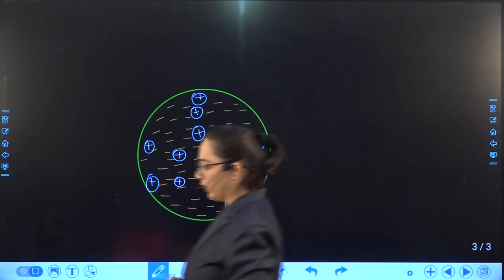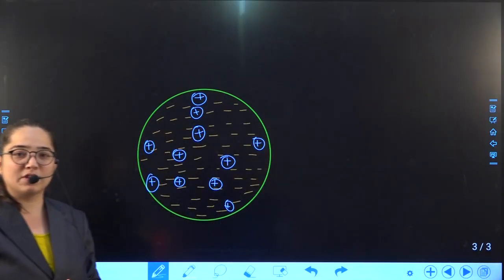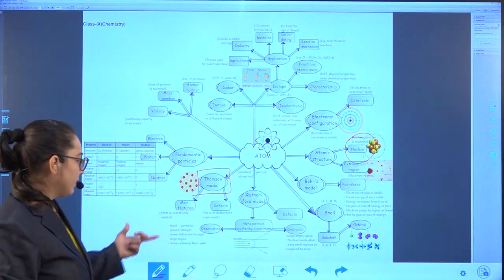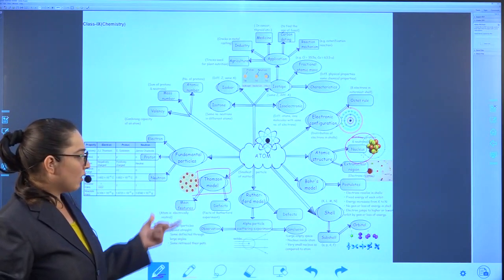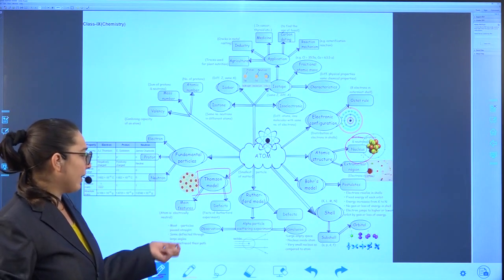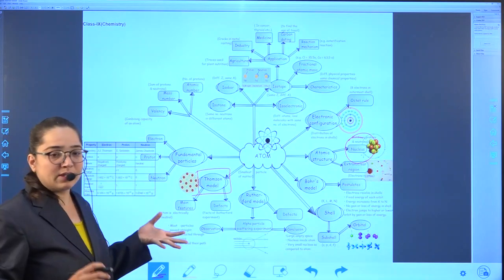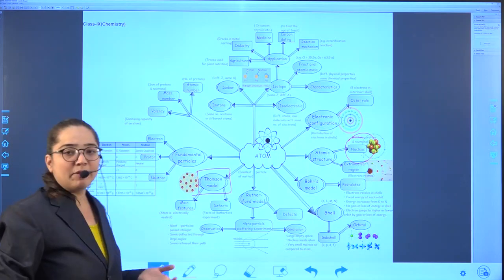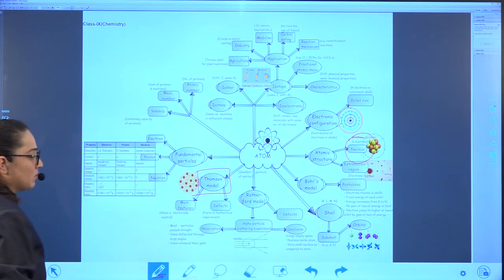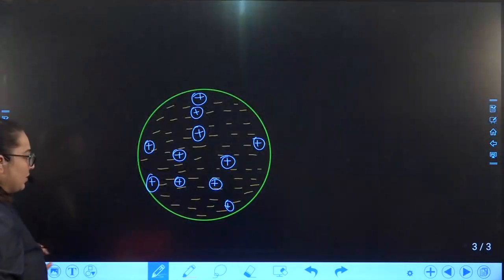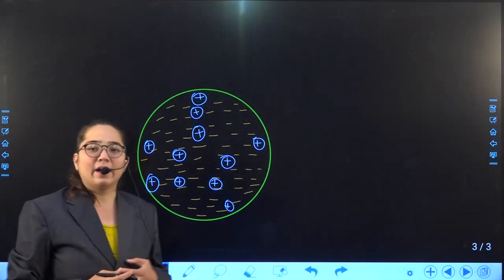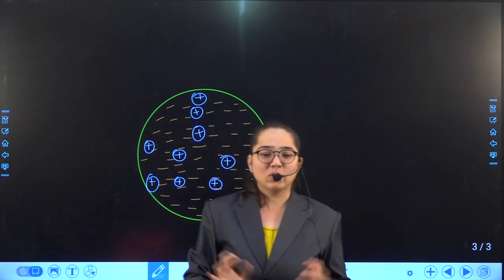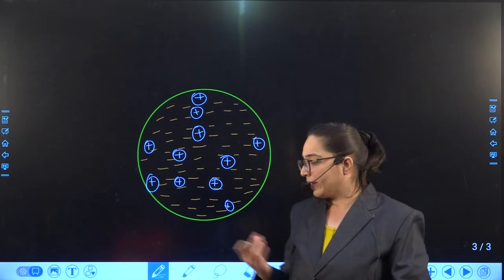This model was not at all accepted because of some of its lacunae. The important concept first of all was that atom is electrically neutral. That concept was clear, but there were many problems associated with Thomson's model. What was the problem? How can it happen that the positive and negative charges are lying together with each other? They will mingle up with each other.